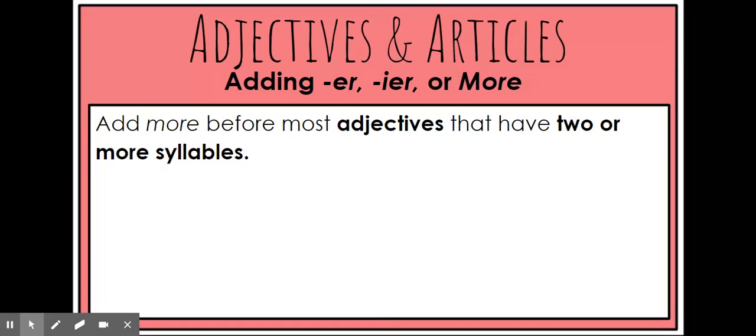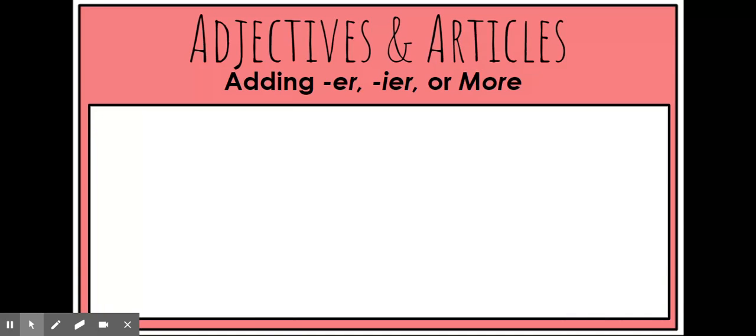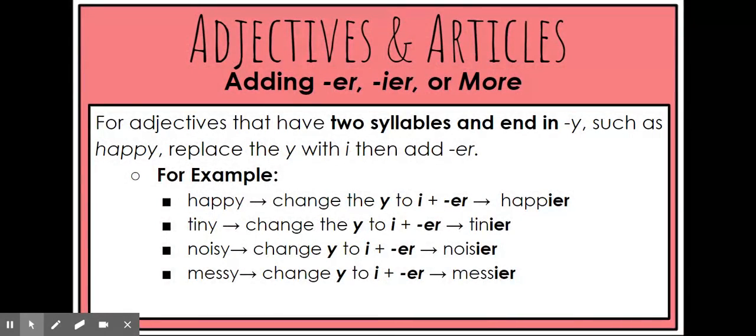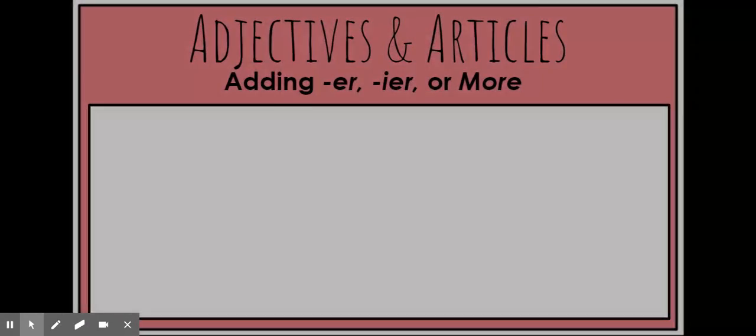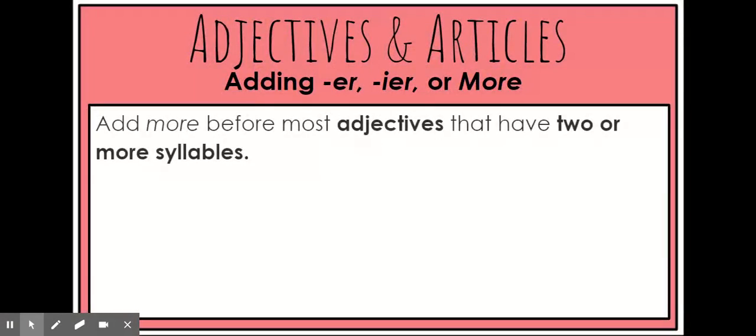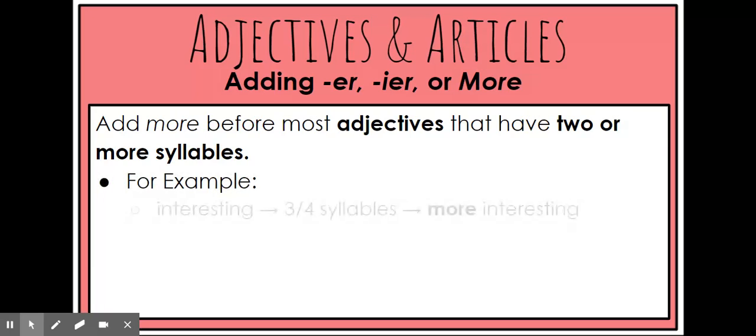We add more before most adjectives that have 2 or more syllables. Now, adjectives that have 2 syllables and end in y, we follow the rule that is on this slide. Has 2 syllables, ends in y: change the y to i and add er. Now, on adjectives that are comparing 2 things that have 2 or more syllables that do not end in y, we will add more in front of.